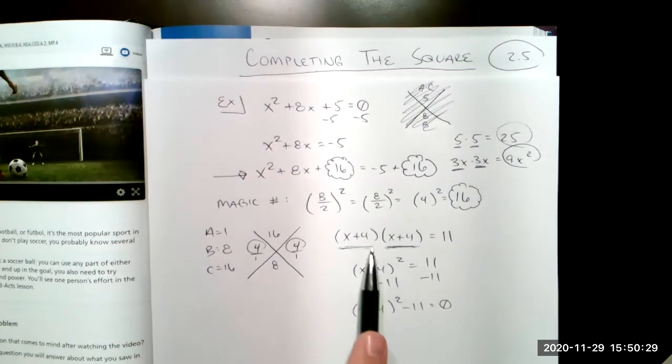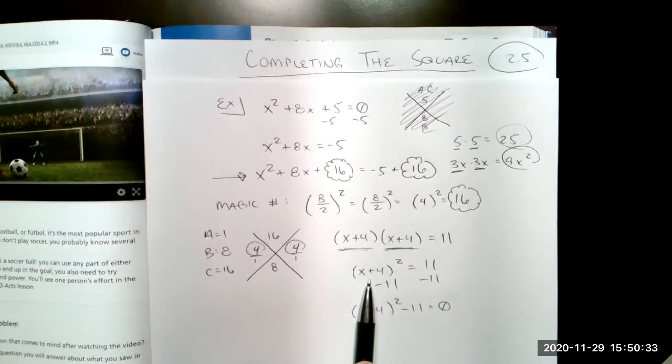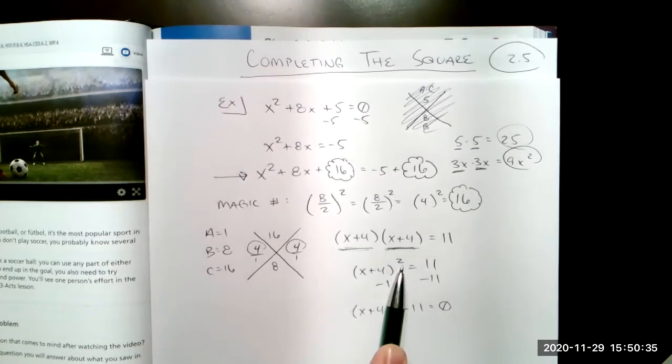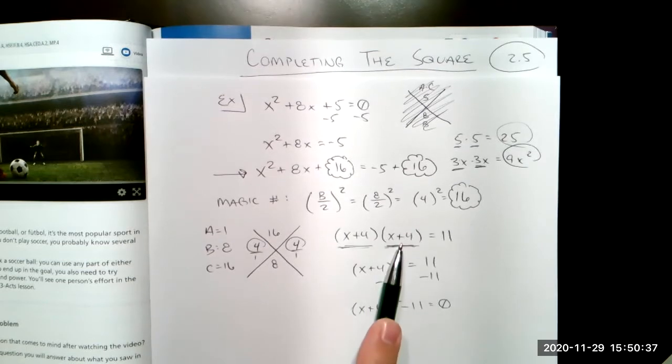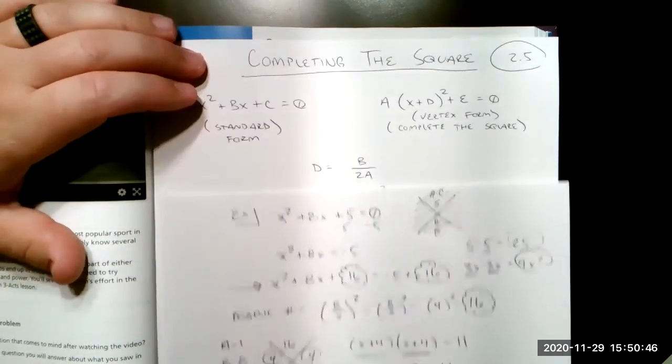And then at the very end, once you have two things that are exactly alike, you can rewrite that as x plus 4 squared, because that's the same thing as x plus 4 times x plus 4. And then I can move that constant back over to the left-hand side. All right. So that's one method you can use.